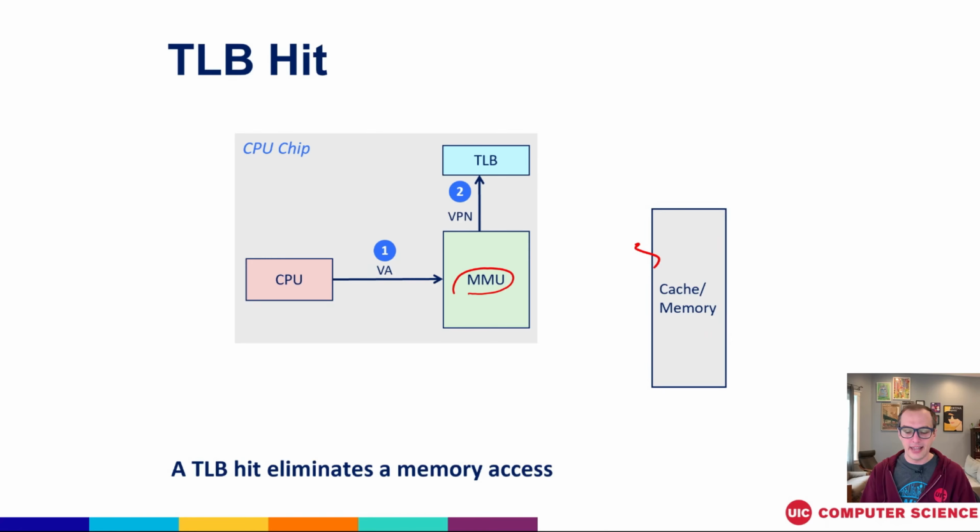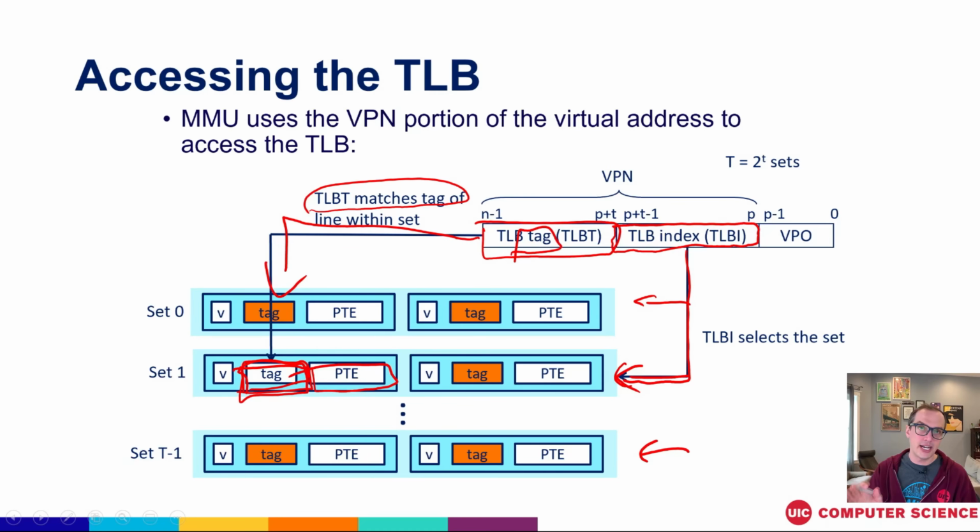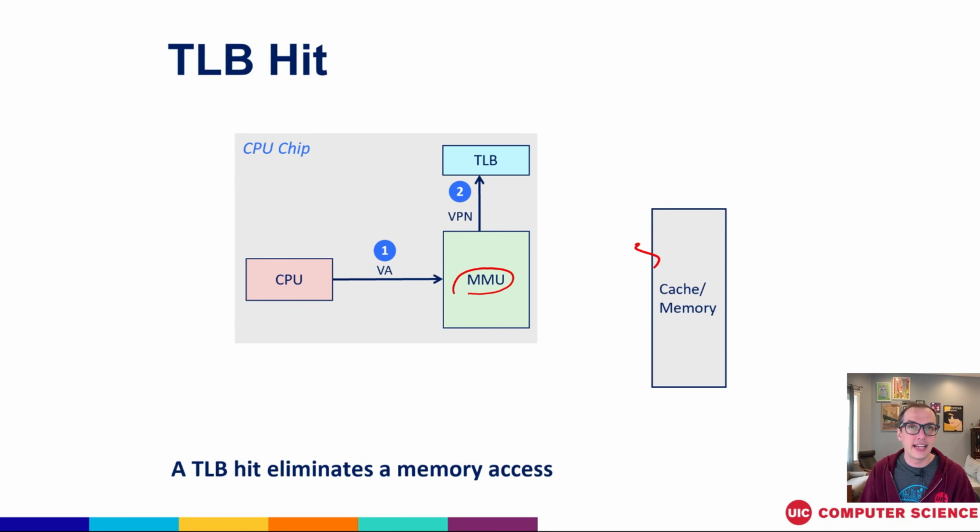It's going to check that index. It's going to check the row for that tag. And if it does find that tag, it's going to say, okay, I'm done. I get the page table entry back.